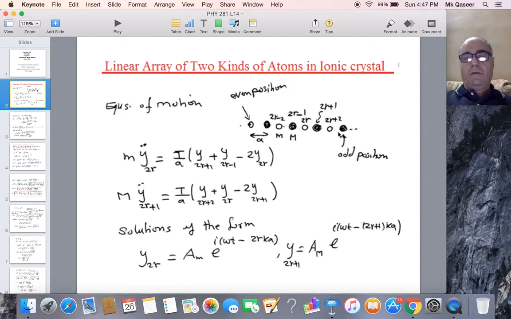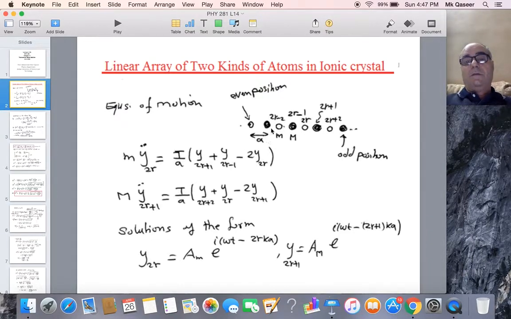In this lecture, we'll talk about a linear array of two kinds of atoms in an ionic crystal. Here we have an array of atoms. The dark one has mass M capital and the light one has mass m small. We have to find the dispersion relation for such a system.